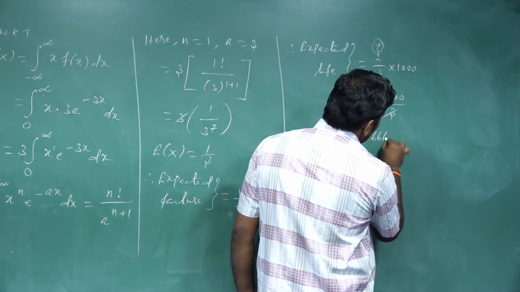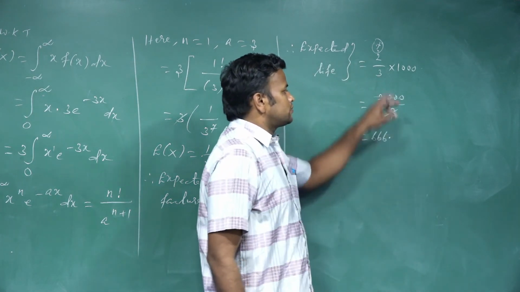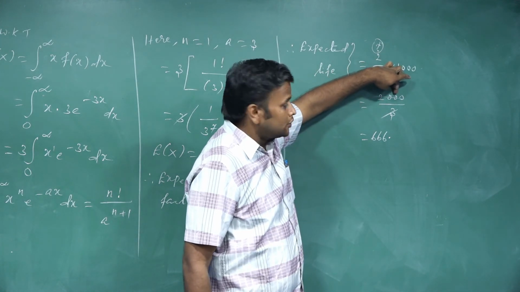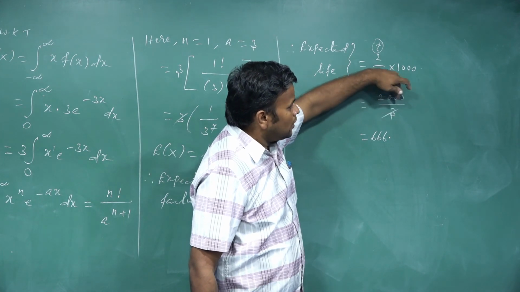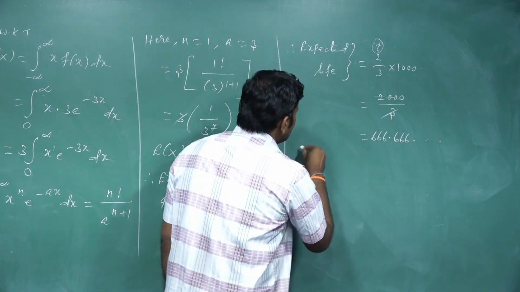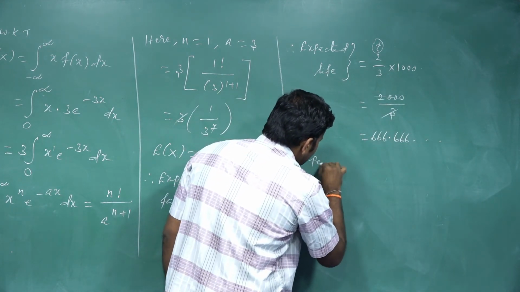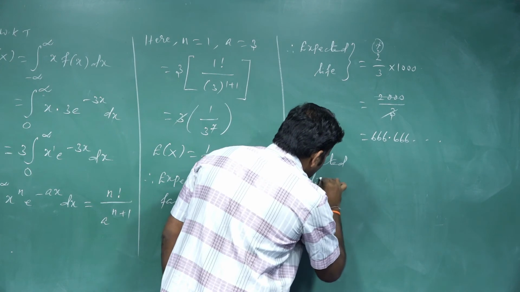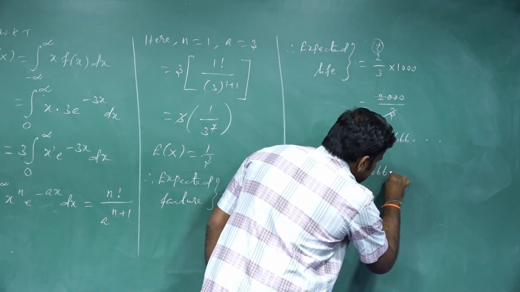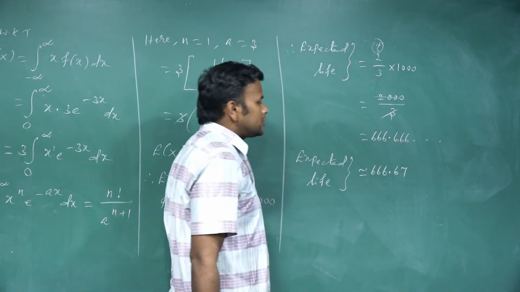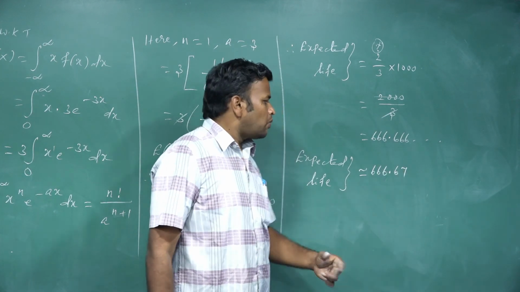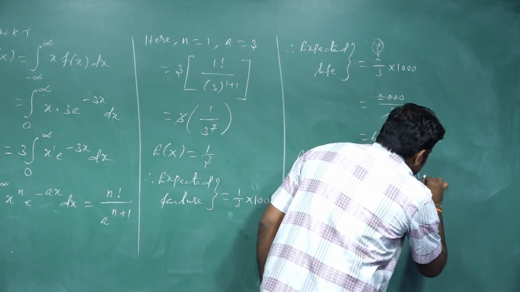Now the division process: 6 times 3 is 18, remainder 2. Again 20, 6 times, again 6 times. The process is going on. So the expected life is approximately 666 point, the process goes on, we stop anywhere. I stop at 666.67 hours.